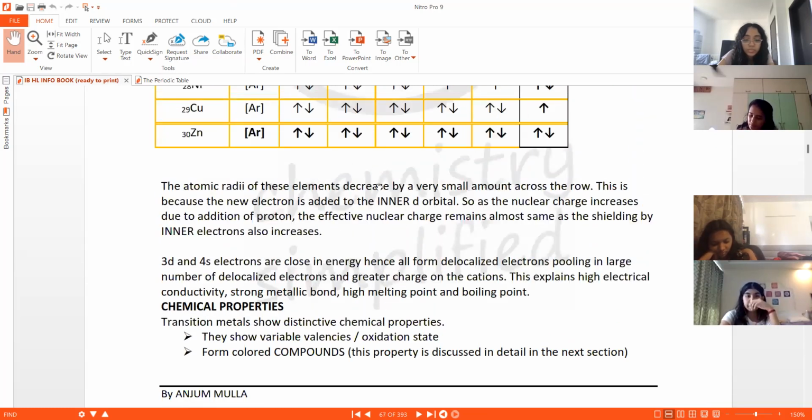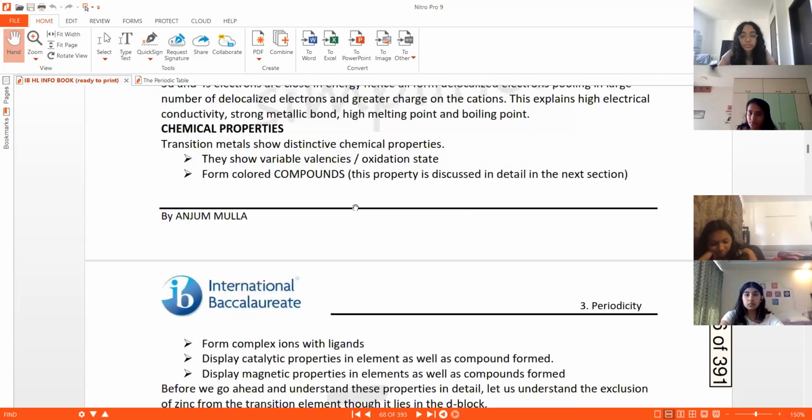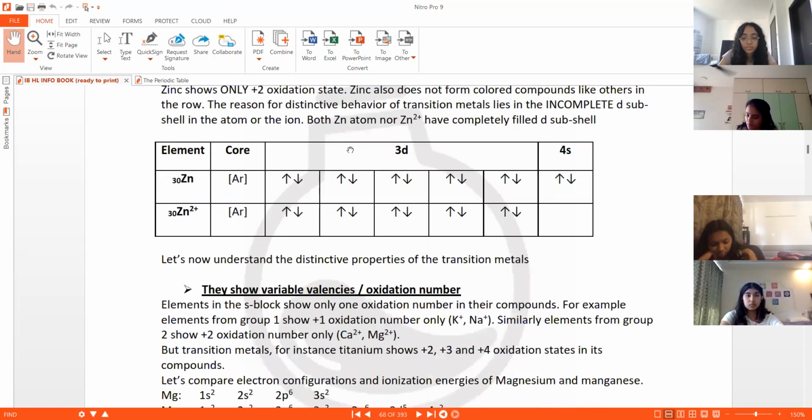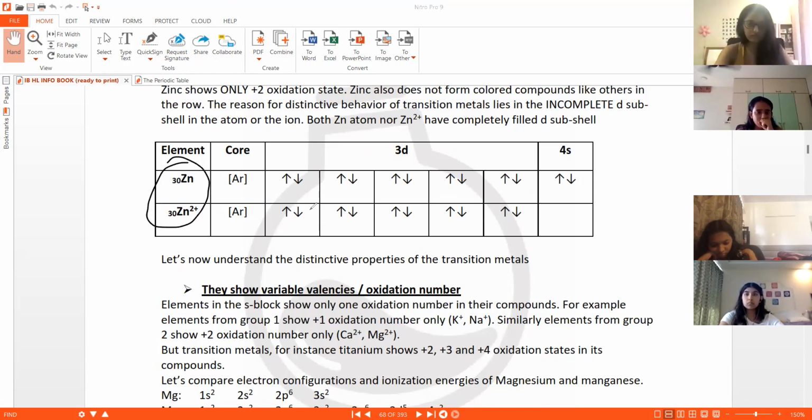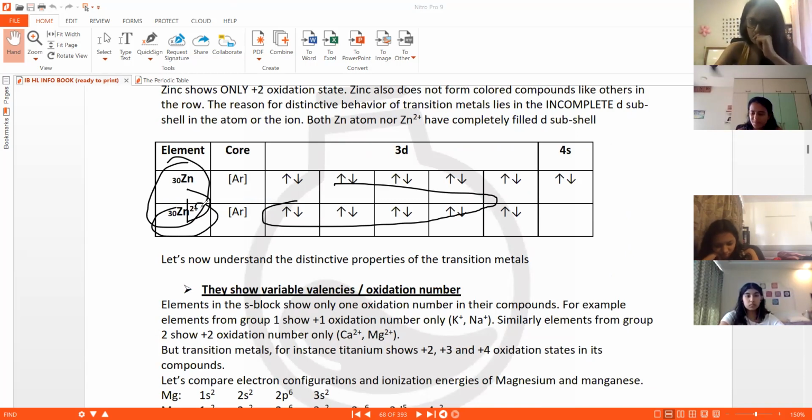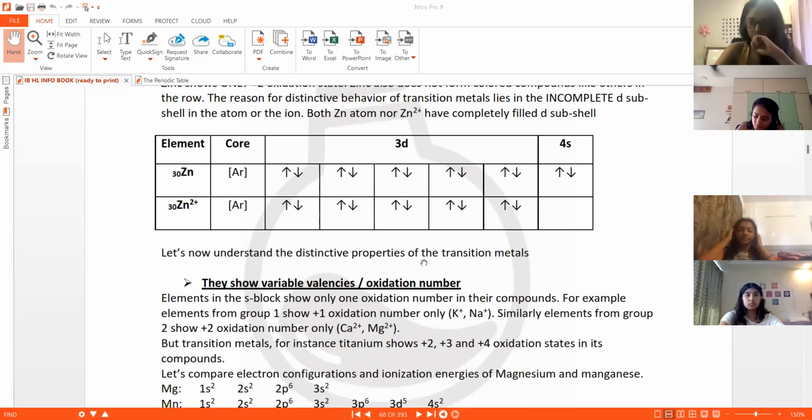Okay, so in the old syllabus they had zinc and scandium both as not transition metals. In the new syllabus only zinc. That's why zinc doesn't show colored compounds. All the zinc compounds are white. Zinc is never used as a catalyst. Zinc does not show variable oxidation states. So it does not show the properties of a typical transition metal.